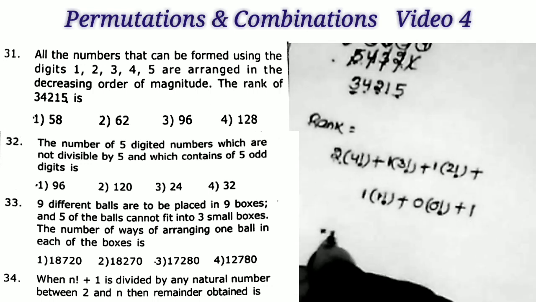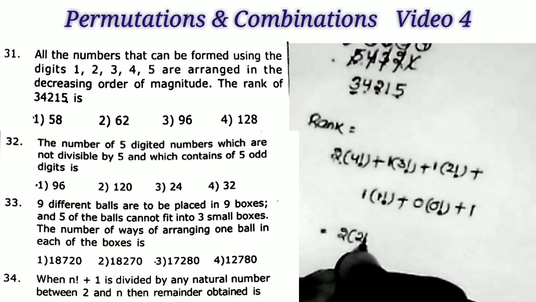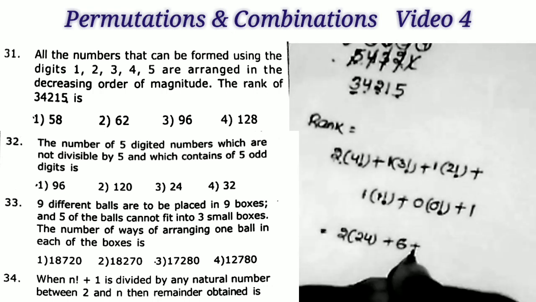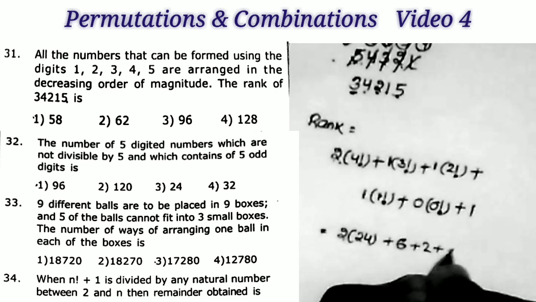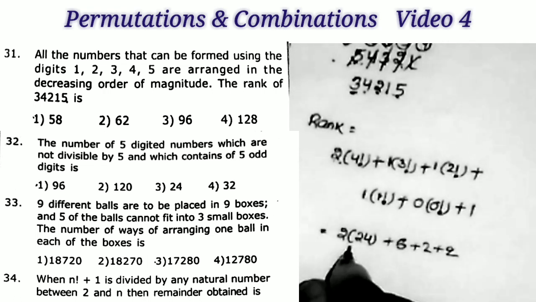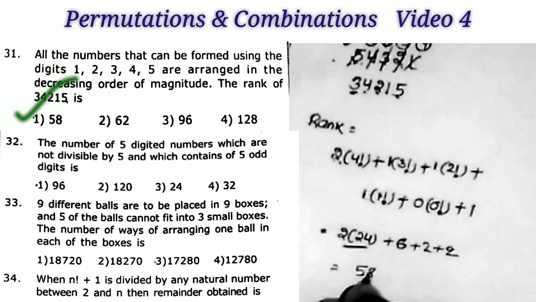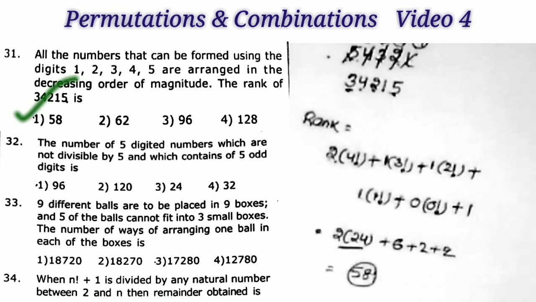Now taking the simplification, 2 into 4 factorial, value 24, plus 3 factorial, value 6, plus 2 plus 1 plus 1 is equal to 2. Therefore the answer is 48, 50, 58. Therefore the rank of the given number is equal to 58, and that is the first option.